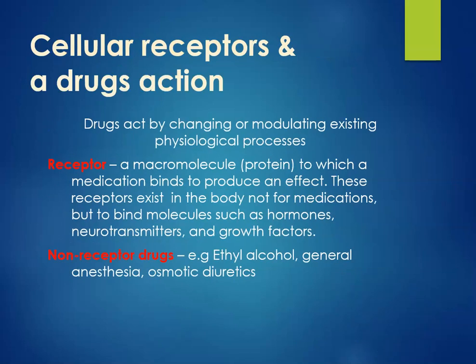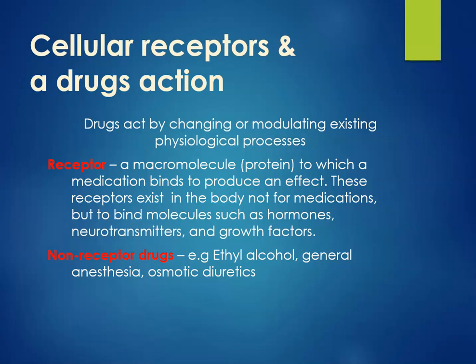Okay, cellular receptors and a drug's action. So this is really important. We're going to talk about it more, especially when we get into the autonomic nervous system, which is coming up next. Drugs act by changing or modulating an existing physiologic process, right? I mean, drugs really, for the most part, take advantage of our existing systems, things that we already have that work, and they either reverse them, or turn them on, or activate them.